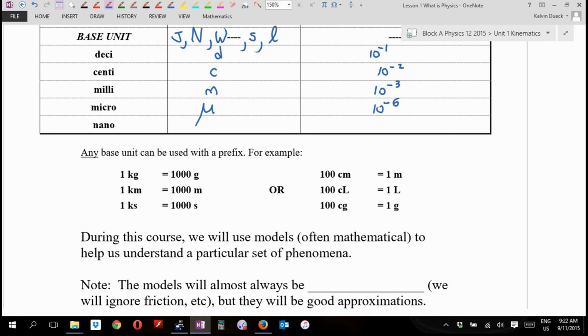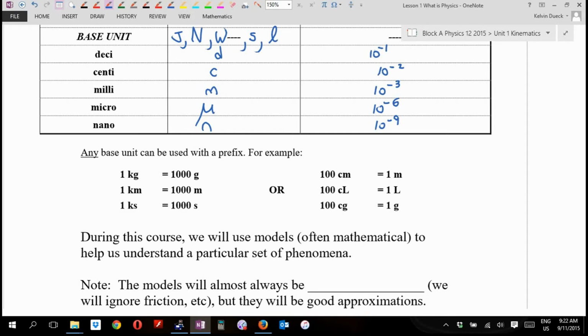Smaller than micro, and this certainly has become more prevalent in the last 4 or 5 years. You've all heard about nanotechnology. Smaller than nano? Pico. Ooh, yes, pico is smaller. Pico is 10 to the negative 12. Smaller than pico? Femto. Femto, which is 10 to the negative 15.